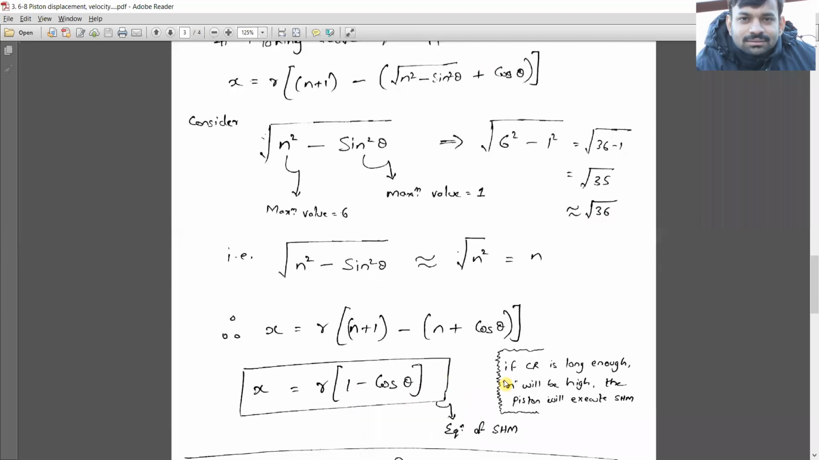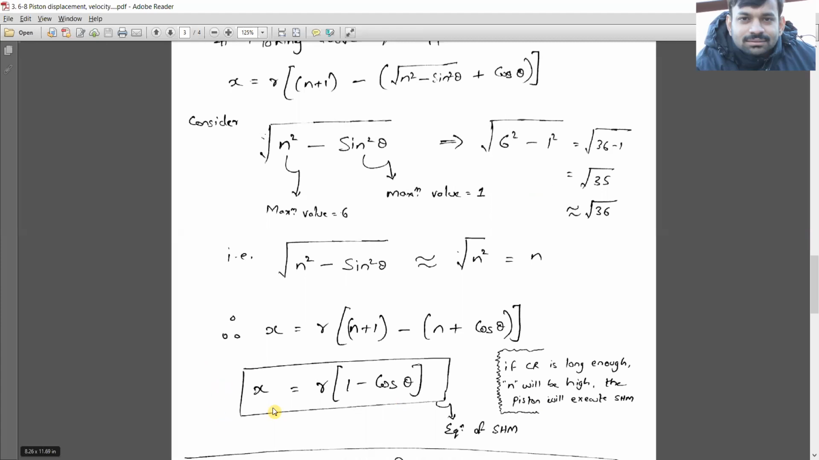Okay, so when will piston execute simple harmonic motion? Its answer is if the value of n is high. When will the value of n be high? When the connecting rod is long enough. Okay, because n is equal to L upon r, so in the numerator, the length of connecting rod is present. So if the connecting rod length is long enough, then n will be high. Hence, the piston will execute simple harmonic motion. Okay.